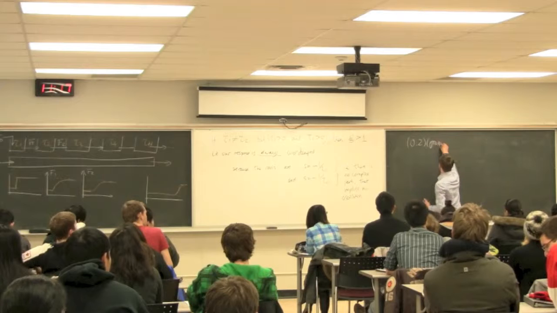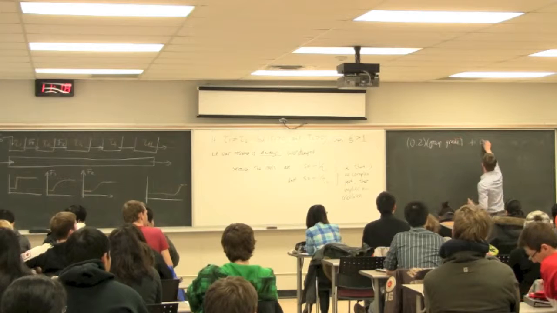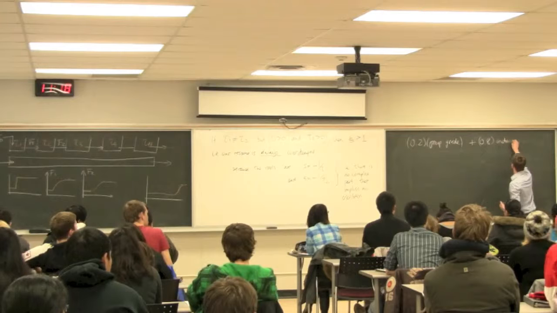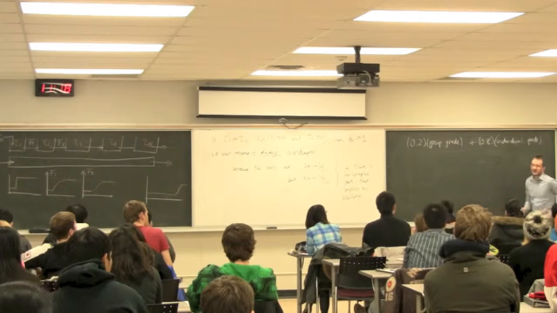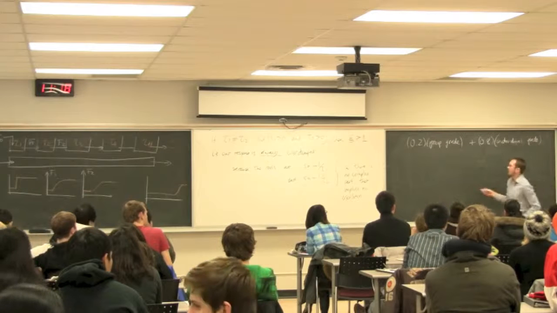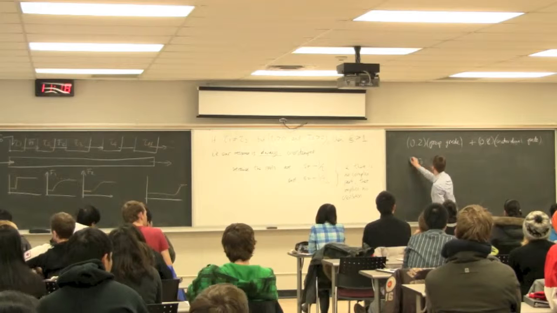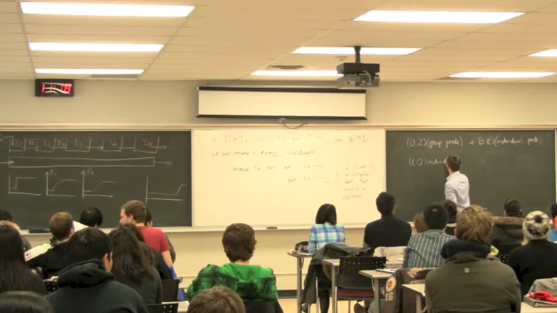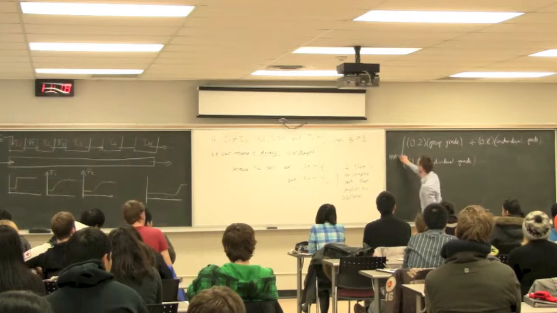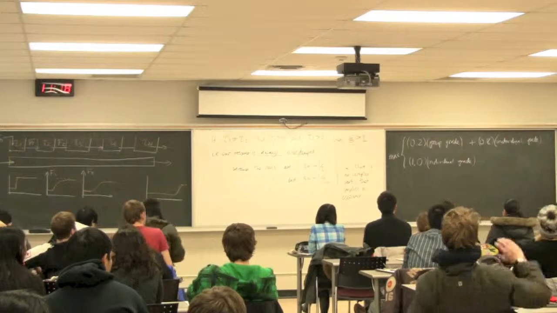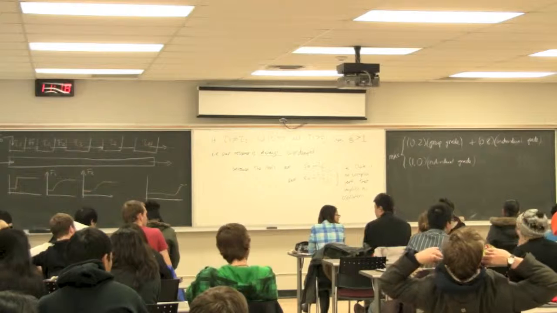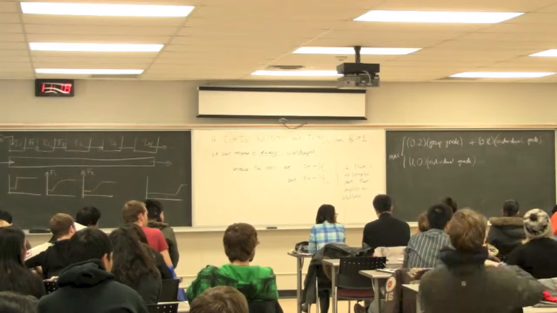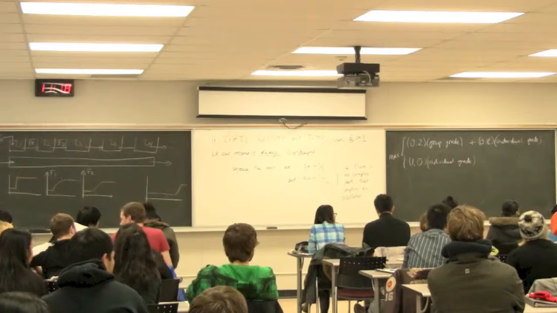0.2 times your group grade plus 0.8 times your individual grade. That becomes your midterm grade. Or 1.0 times your individual grade. And I'll take whichever is the greater. Okay? So, no risk if you do it. You don't have to do it. If you don't want to come to tutorials after me, you don't have to. You'll simply get the largest grade.